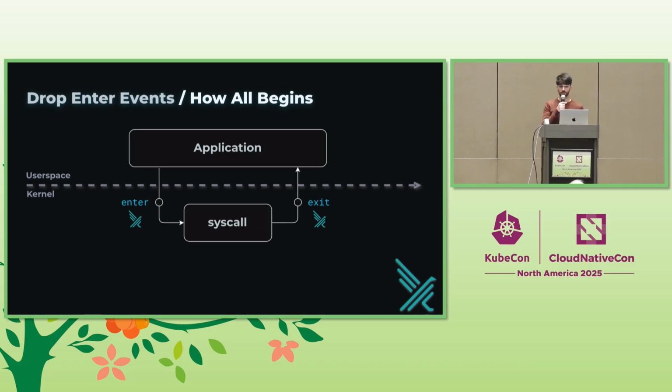But as Falco matured and the rule set expanded, we realized that the few pieces of additional information that enter events could provide could be consolidated into the corresponding exit events. And also reducing the amount of events that we generate could be beneficial in terms of performance, especially on high core count machines. So based on these insights, the project consolidated the syscall reporting to only emit exit events.